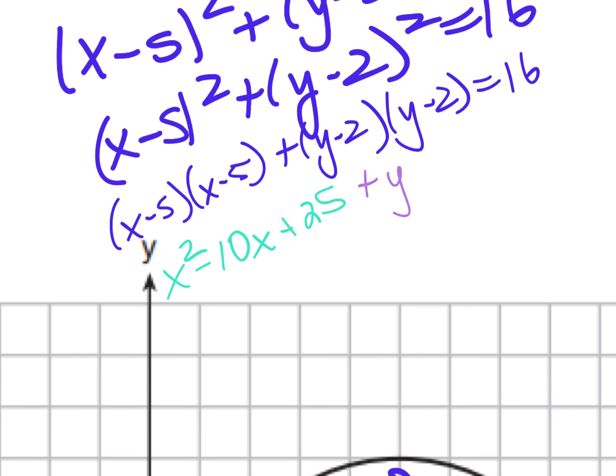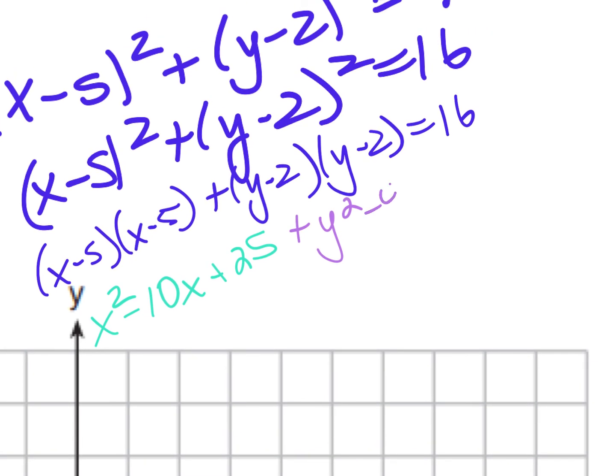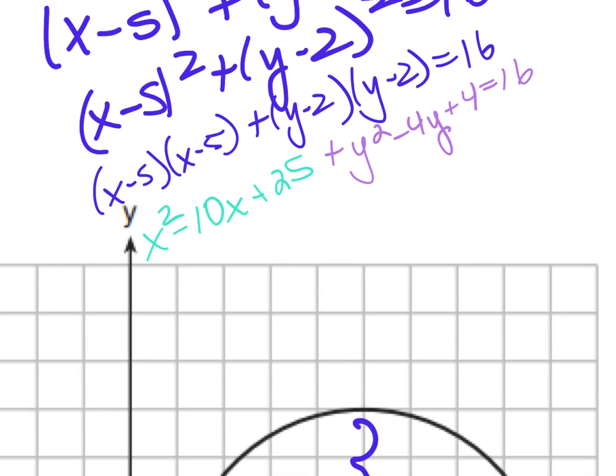Y times y is y squared. Y times -2 is -2y. And then -2 times y is -2y. So that's going to give me minus 4y. And then what's -2 times -2? Plus 4. All right. So I'm going to keep my x squared minus 10x. And I'm going to keep my y squared minus 4y.